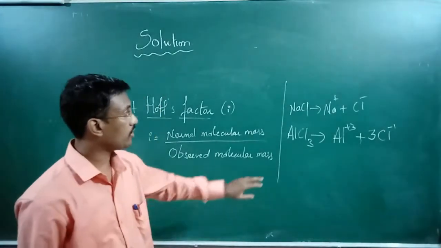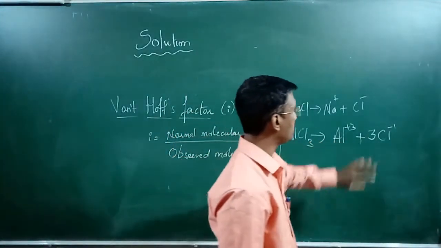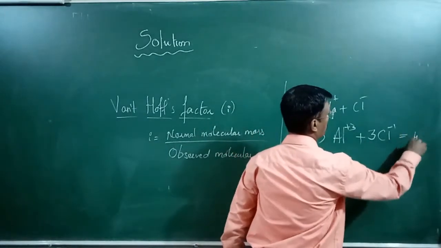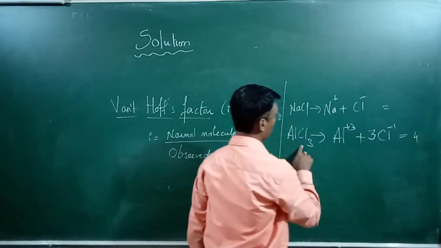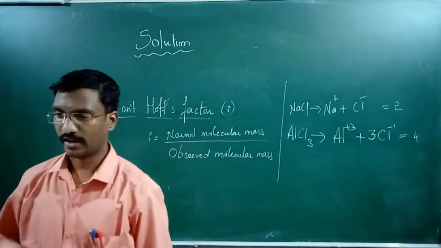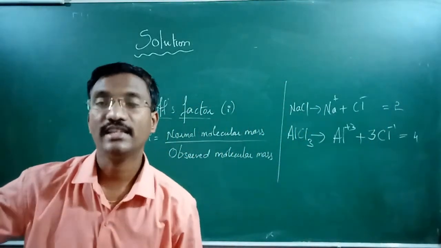Are you getting my point? Aluminium is 1 ion, chlorine is totally 3. Therefore, total number of ions is 4. 4 is the van't Hoff factor for aluminium chloride. 2 is the van't Hoff factor for sodium chloride. This is how they are going to ask in the annual exam.